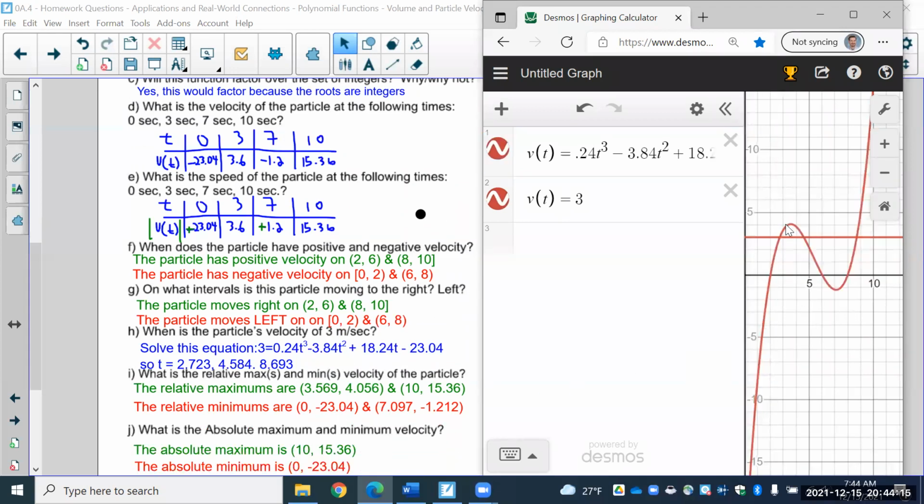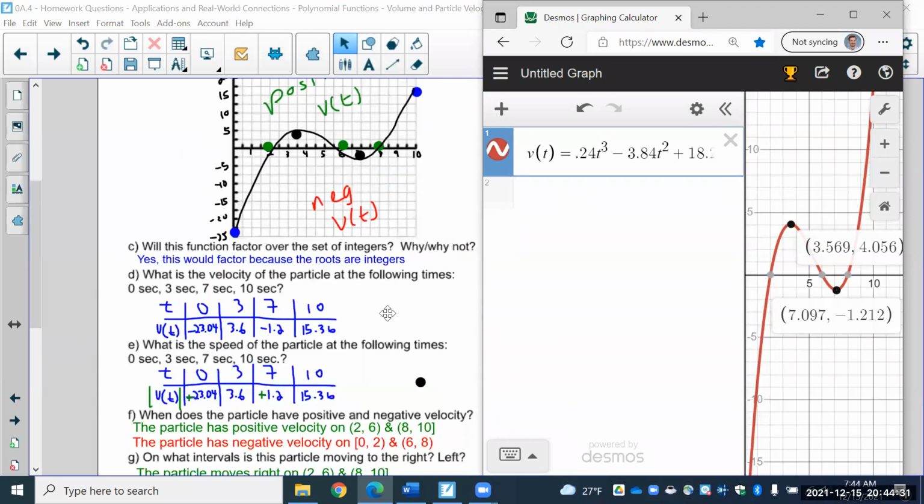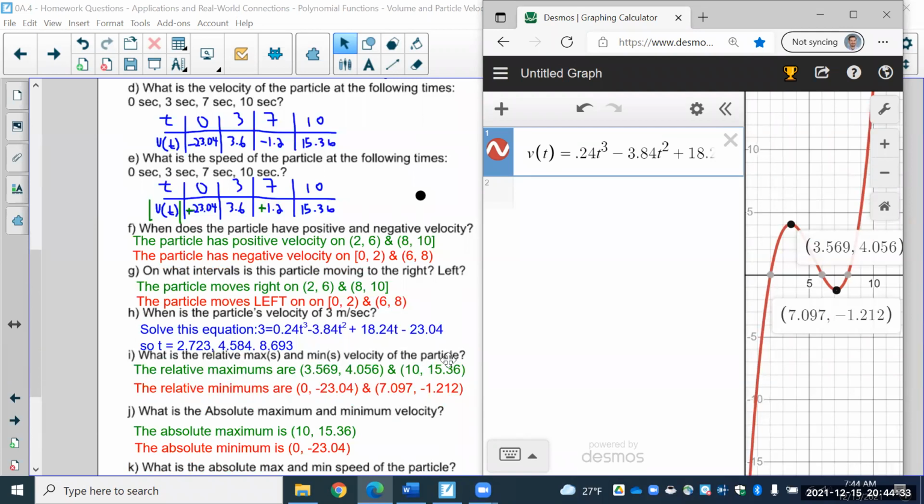The minimums and maximums, you're just going to click here, right? And that's how I did those. These minimum and maximums, I wrote those down. So notice the 3.56 and 4.056 and the 7.097 and negative 1.2. That's how I graphed these black dots. But what are these other endpoint maximums?